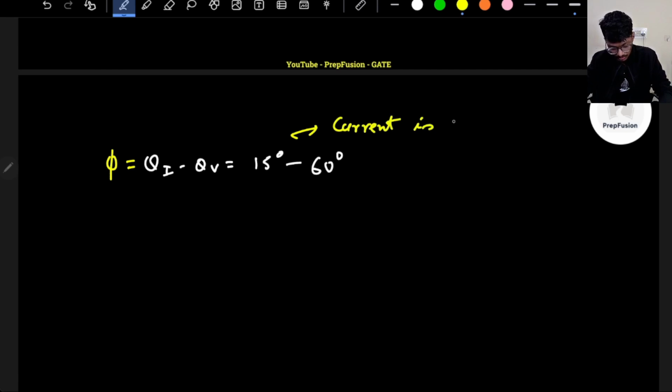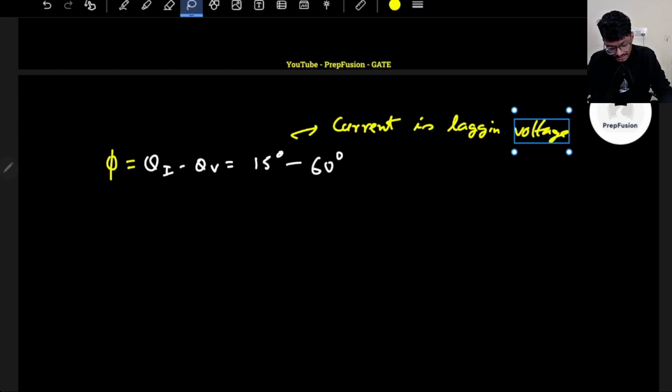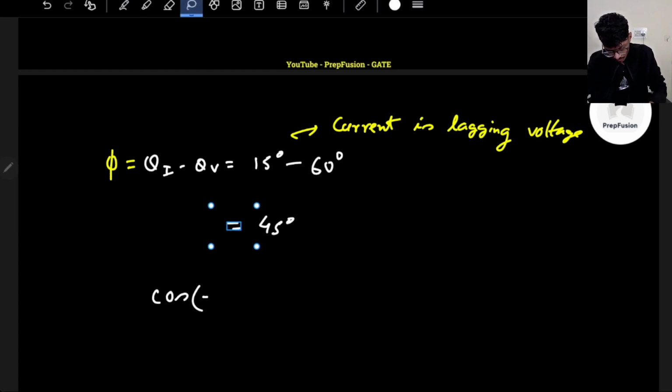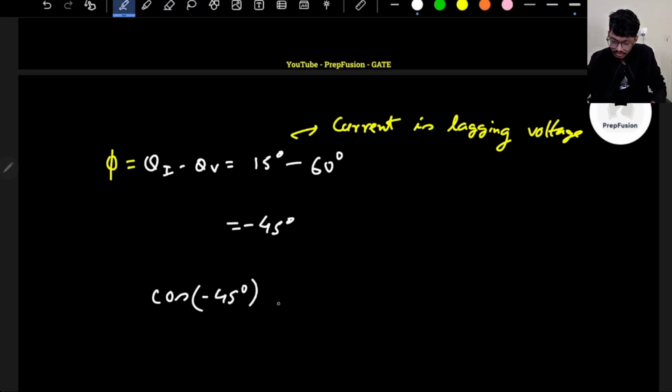Current is lagging voltage. And if current lags voltage, what kind of circuit is it? It is a lagging circuit. It is an inductive circuit. Overall, it will behave as an inductive circuit. So power factor will be cos of 15 minus 60, that is cos of minus 45, and cos of minus 45 is what? Whenever you are writing power factor, for EC students not that important, but whenever you are writing a power factor, cos of minus 45 will be 0.707, and in brackets you have to write this is a lagging circuit.